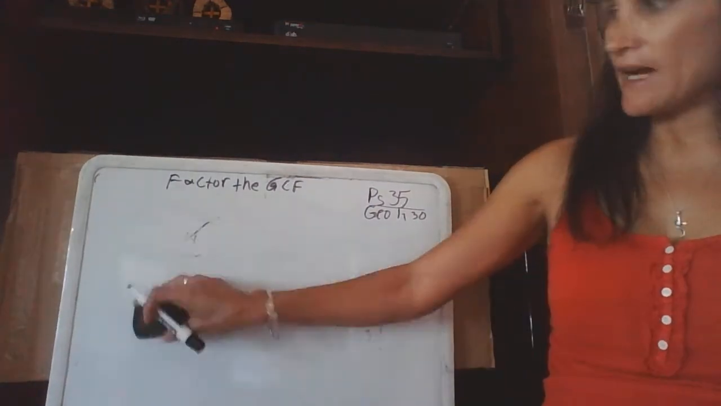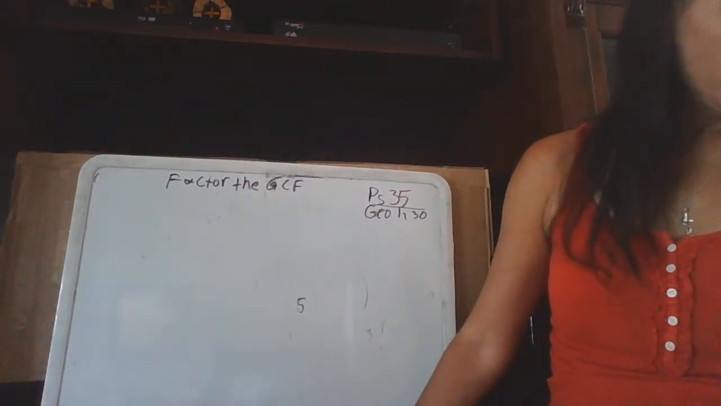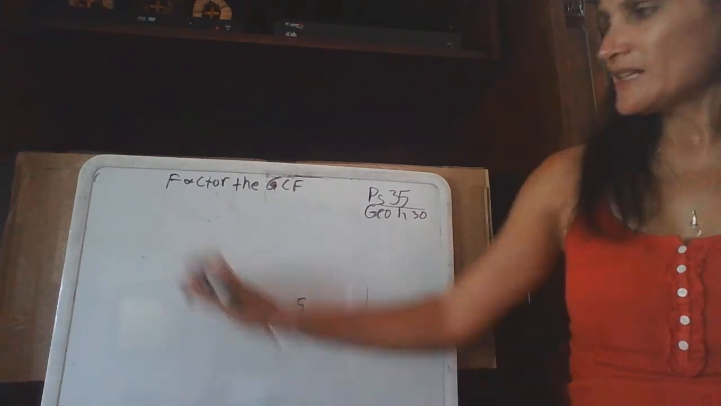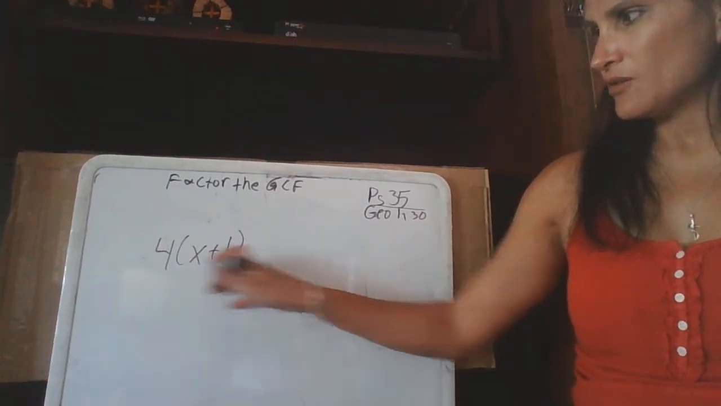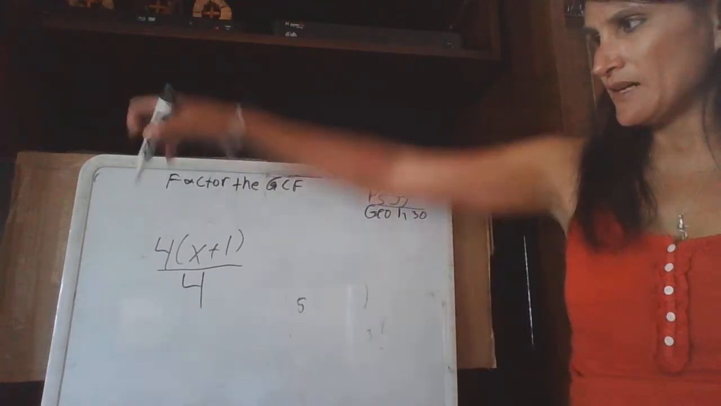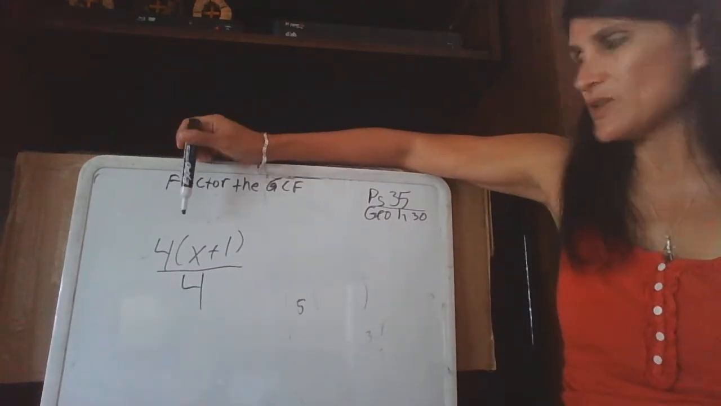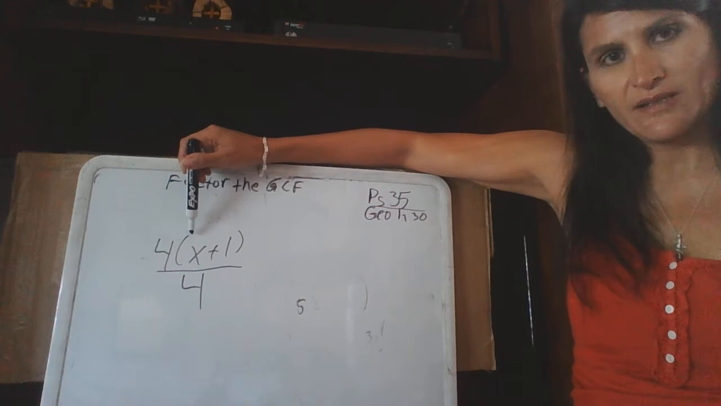So that's incorrect. So that leads us to the next example, 4x plus 1 over 4. Now, in the numerator, let's focus. What's happening to the 4 and the parentheses?